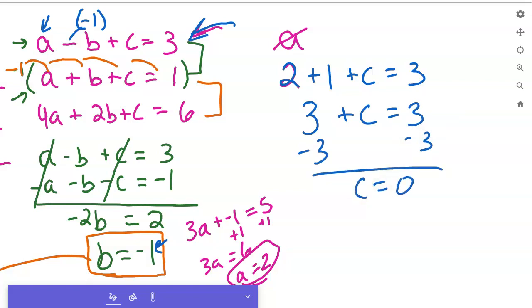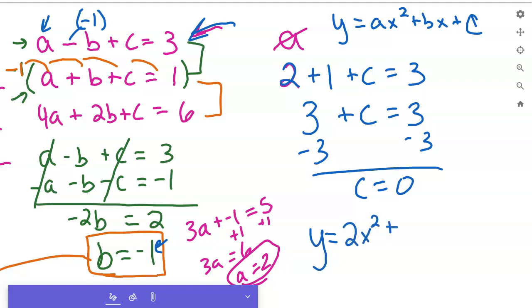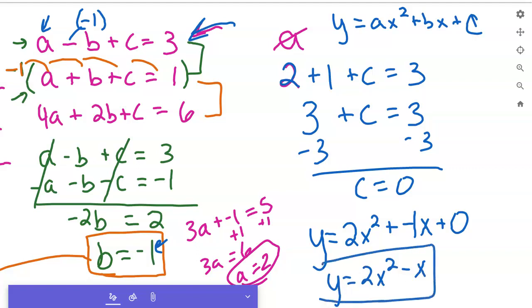And so if you go back to the original, what we were after, y equals ax squared plus bx plus c. There we go. And so we know what a, b, and c are. So you can rewrite that equation. So y equals a is 2, x squared plus b is negative 1, x plus 0. So just simplifying it, 2x squared minus x. And there's the equation we were after with those 3 points.